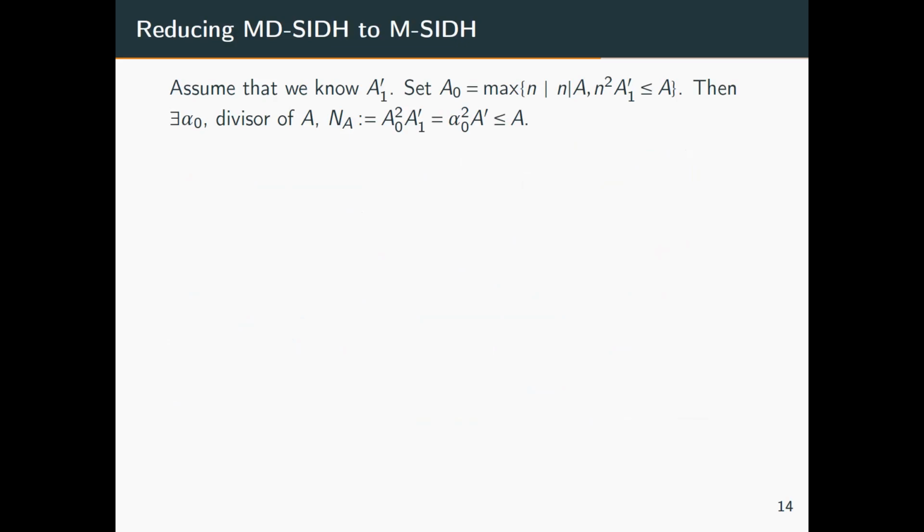So what we show is that if you know the square-free part of the degree, then you can reduce it to a max-degree instance. Assume that you know the square-free part A1 of the degree, A1 prime, of course. Then you can look at the max of n's such that n square A prime is still smaller than A. So you have this secret degree, you have the square-free part, then you have a square part which is left that you don't know.